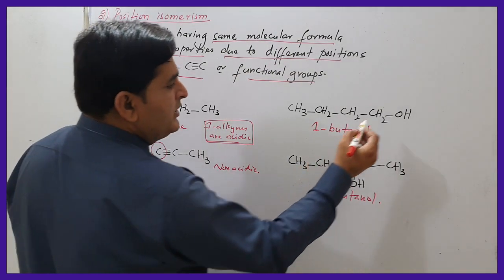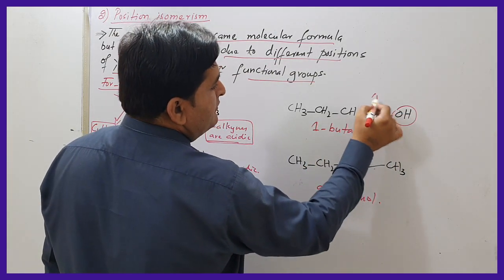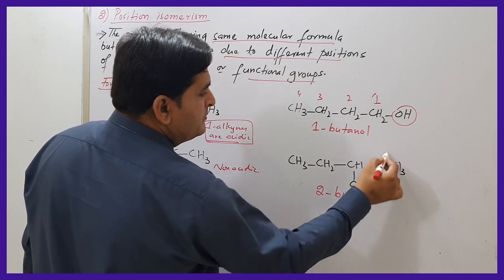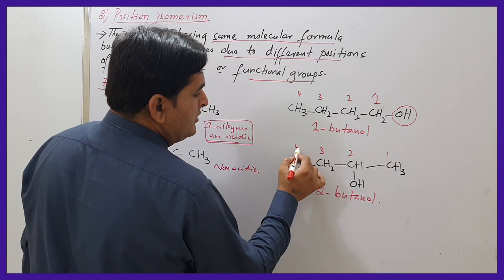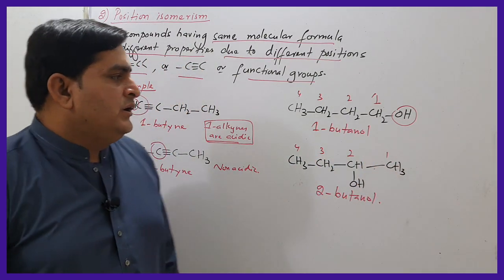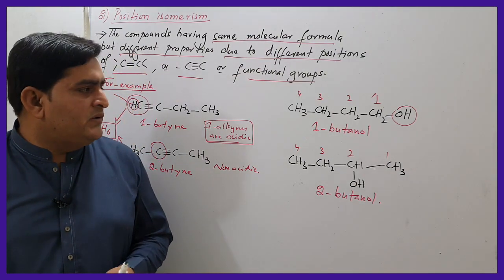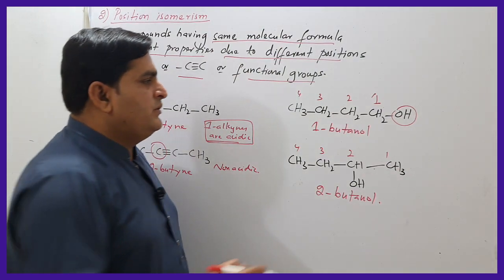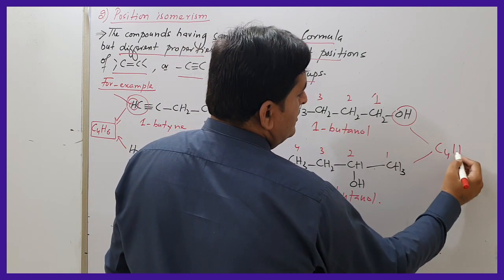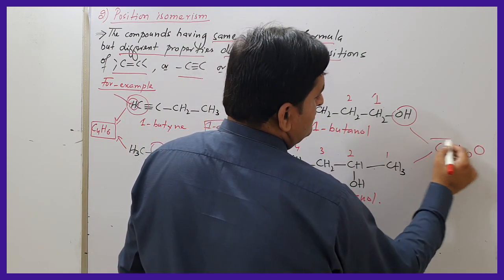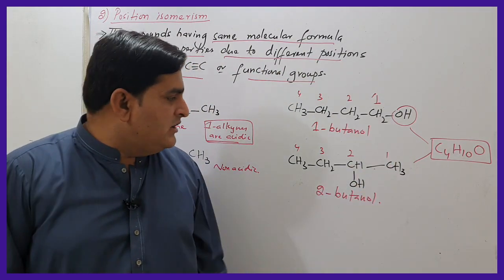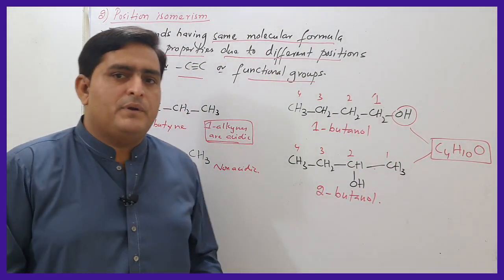Now consider another example. Here 1-butanol, so the OH group is present at the first carbon, second, third, fourth. Here the OH group is present at the second carbon. So what is the difference? This is a primary alcohol, this is a secondary alcohol. When we study the properties of alcohols, we notice that first of all both have the same molecular formula, C4H10O. Both are represented by the same molecular formula, but they have different properties.